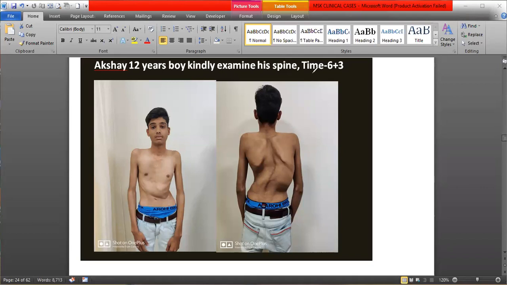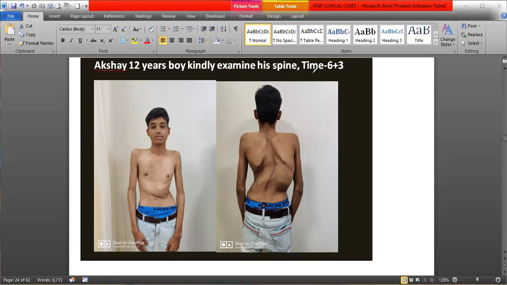It can be a part of syndromes like neurofibromatosis or other neuromuscular disorders like cerebral palsy or Duchenne muscular dystrophy or spinal muscular atrophy. Anything can cause this. And skeletal dysplasias like osteogenesis imperfecta. Yes. So what are the investigations you want to do?